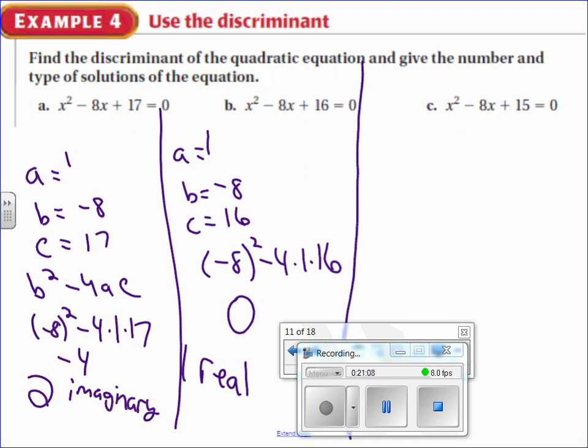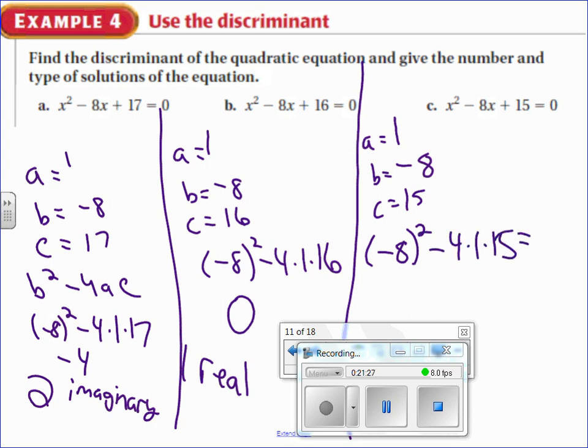All right, and our last one. What can be done? A, B, and C. What's A? 1, B, negative 8. They give you a lot of practice with negative B values. And C, 15. B squared minus 4 times A times C. You already typed in and got 4? Yeah. Thank you. So it's a positive number. And if your discriminant is a positive number, what's that mean as far as how many solutions this would have? 2 real solutions. So the parabola would be touching 2 places on the x-axis.